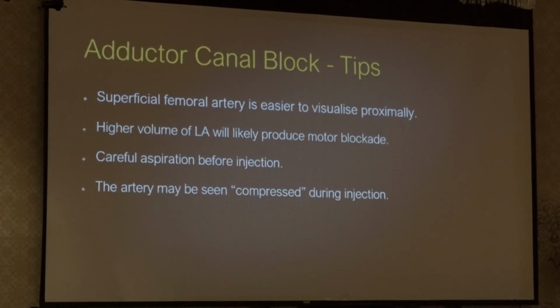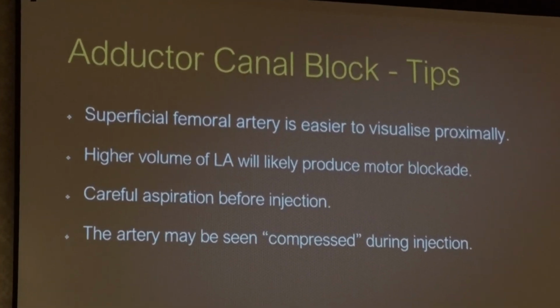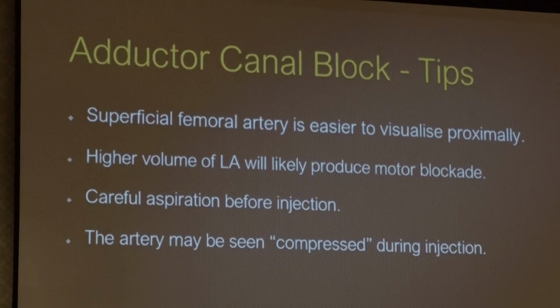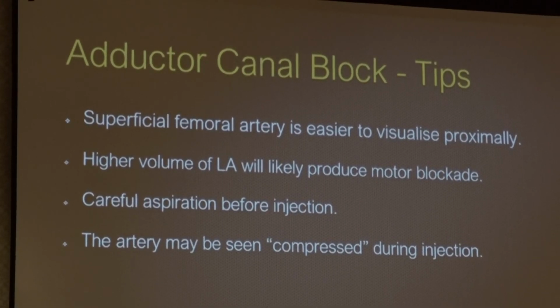So, tips. Okay, last slide. The superficial femoral artery is easier to visualize proximally. If you can't see it distally, or you can't see it at the midpoint, go proximally and trace it downwards. A higher volume of LA will likely produce more motor blockade because of the spread. But if you're doing a distal adductor canal block, you may need to inject a higher volume so that it will spread more proximally to block your saphenous nerve.